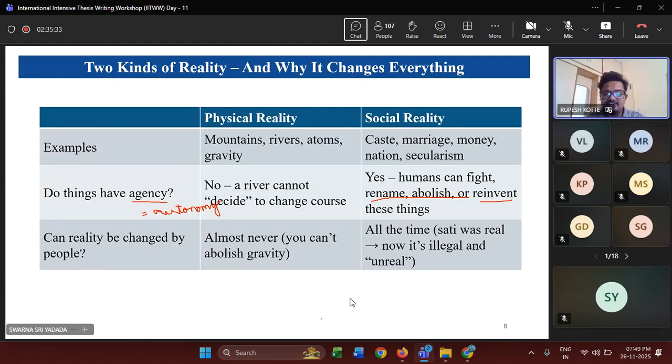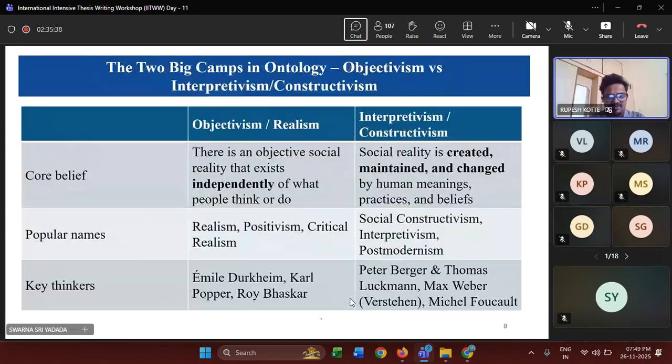And we should understand that when we talk about ontology, there are two kinds of reality. And now we will learn what are those two big camps in ontology. How are we to understand the reality of anything that you are working on? What is really in this research? What is real about my research? There are two ways of looking at it. One is called objectivism or realism, and another camp within ontology is interpretivism or constructivism.